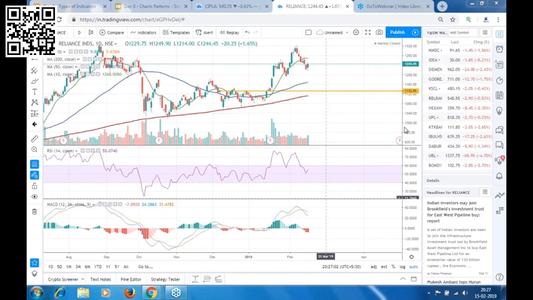Any questions, anybody? Looks like you guys understood everything and you have no questions to ask. Anything about the candlestick pattern, chart pattern, anything about support or resistance, anything about indicators?